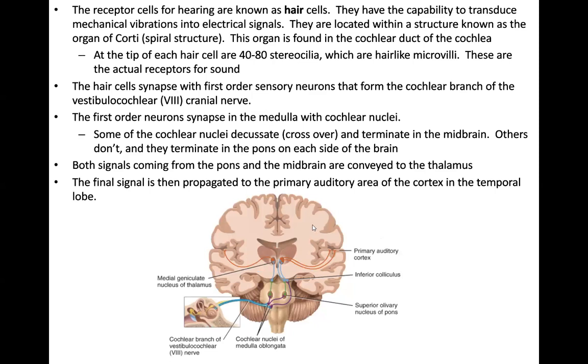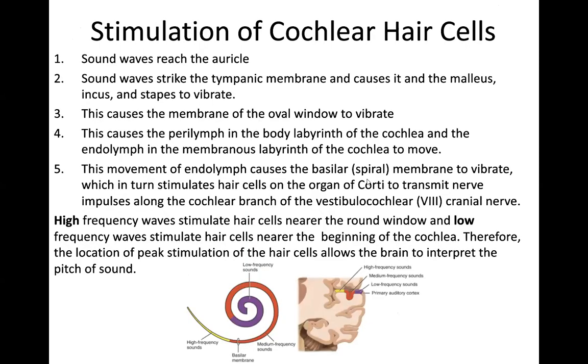The cochlear branch is specific for carrying information or action potentials for hearing, whereas the vestibular branch is associated with balance. These first order neurons synapse in the medulla with what we call cochlear nuclei. Some of these decussate, or cross over, terminating in the midbrain, and we can see that taking place right up in here. Some of them don't, and they terminate in the pons on each side of the brain. Regardless, both signals coming from the pons and the midbrain are conveyed up to the thalamus, and then the final signal is propagated to the primary auditory area of the cortex in your temporal lobes, and we can see those things labeled there.